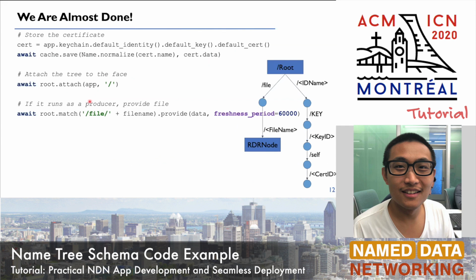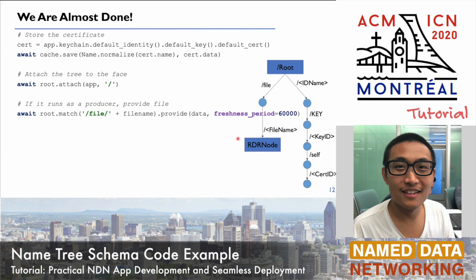if it is a producer, we need to produce the file. So we should call the produce function of this RDR node. However, when we want to produce this file, we cannot call /file name dot provide, because we need some real name when we handle real data packets, like what we do in CNL. We cannot use this pattern variable.